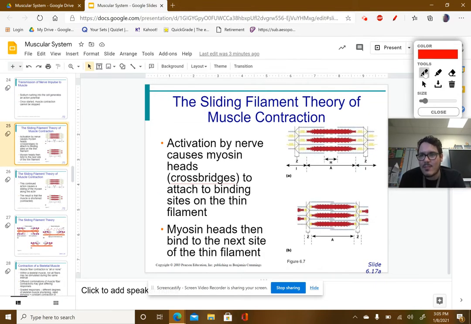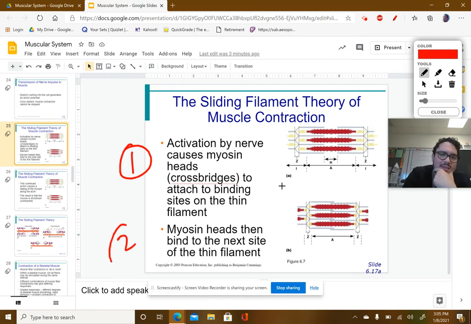Finally, here's the sliding filament theory in written format and step by step. There's technically 4 steps if you want to think of it this way. Step 1 is always you need a nervous system impulse. You need a nervous stimulus. So the nerve has to activate the myosin, and the myosin will attach itself, its cross bridge as it's called, to the actin.